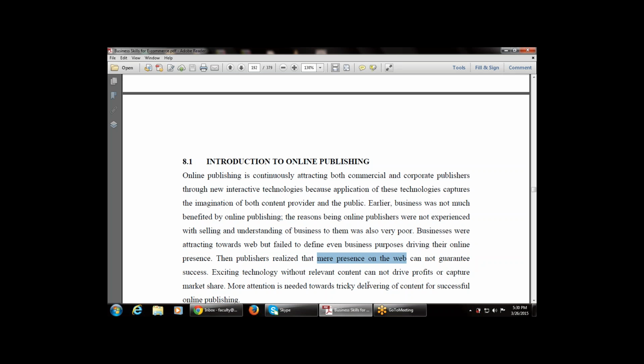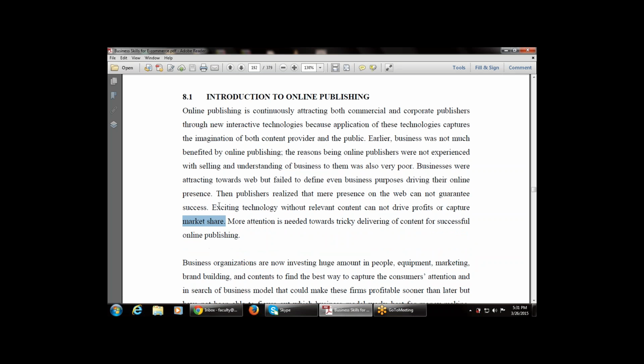Then publishers realized that their mere presence on the web cannot guarantee success. It is not only that being available on the web makes the success, but something more provides the guarantee of success. Exciting technology without relevant content cannot drive profit or capture market share. That is, using a good technology with irrelevant content cannot capture the customers or the market, or give profits. More attention is needed towards tricky delivering of content for successful online publishing.